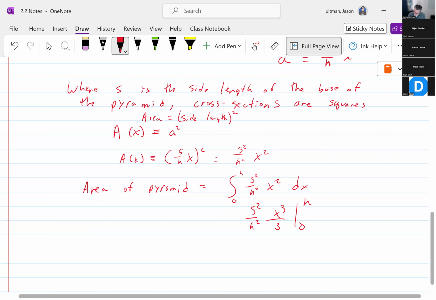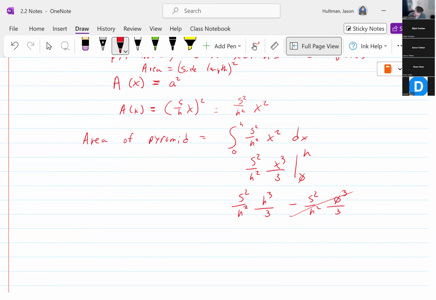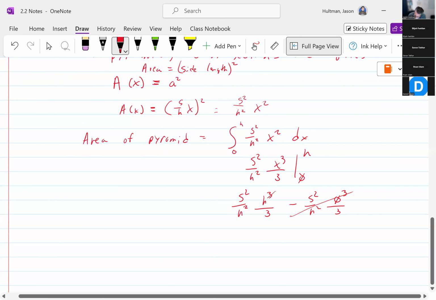Okay, good. Let's plug that in. We've got S squared over H squared times H cubed over 3, minus S squared over H squared times 0 cubed over 3. This is going to go away because it's 0. The H's are going to cancel: I've got 3 H's on top and 2 H's on bottom, which just leaves me with 1 H. I'm going to rewrite this a little bit using algebra. This is 1/3 S squared times H.